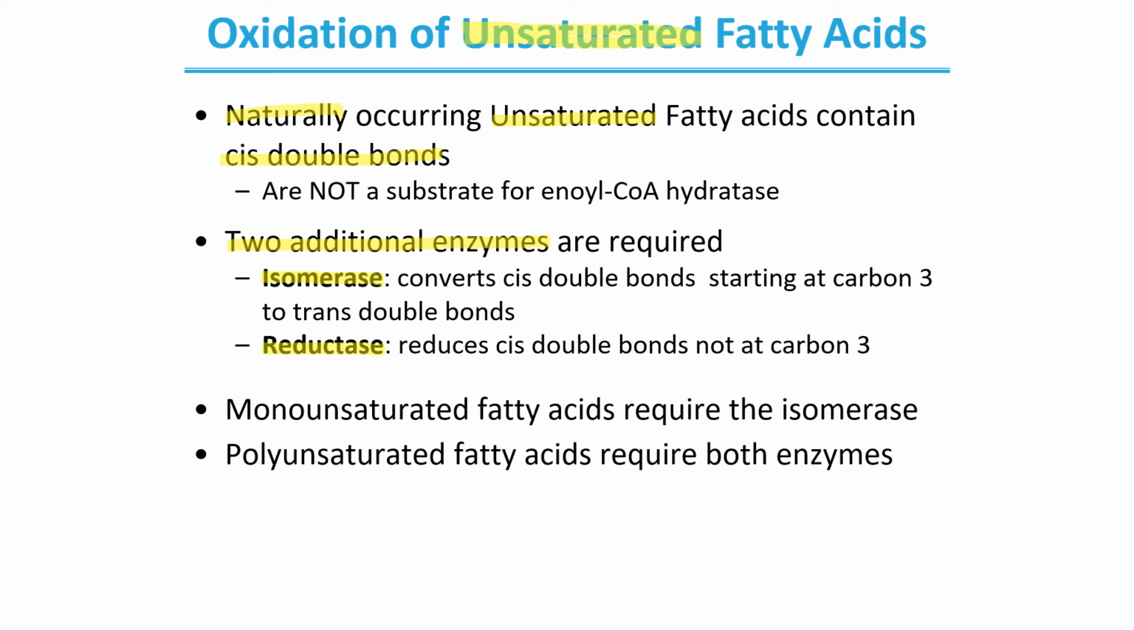Now the thing to remember is, if it is a monounsaturated fatty acid, meaning it has got only one double bond, it will only require isomerase. But if it's a polyunsaturated fatty acid, meaning more than one double bond, there can be 2, 3, 4, or 5, no matter what number it is, but it has to be more than one double bond, then we require both the enzymes. Which both enzymes we are talking about? The same isomerase and reductase.